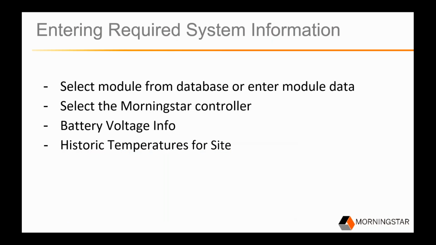Well, first, I'm going to share with you the information that needs to be entered into the string calculator. First, you need to select the module from the database or enter module data manually. Then you're going to select the Morningstar controller that you want to use. After that, you're going to enter the battery minimum and maximum voltages. And finally, enter the historic high and low temperature data for the site.